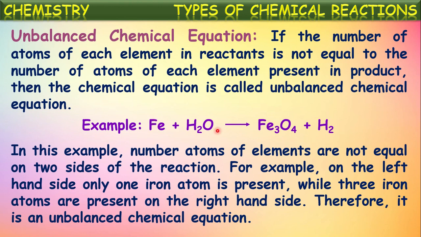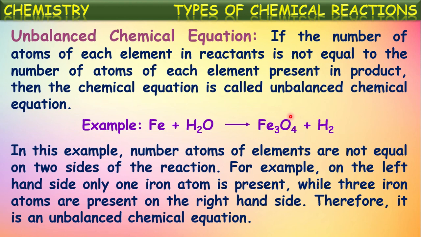If we observe oxygen atoms also, there is only one oxygen atom on the left hand side, isn't it? But if we see on the right hand side, there are four oxygen atoms. So oxygen atoms are also not equal on both the sides of the equation.